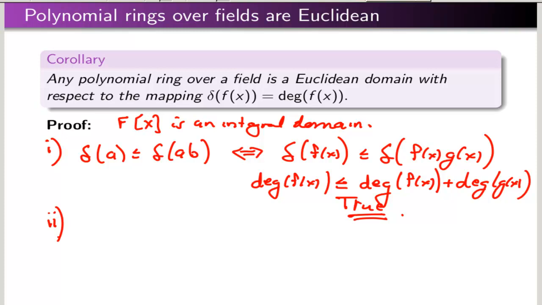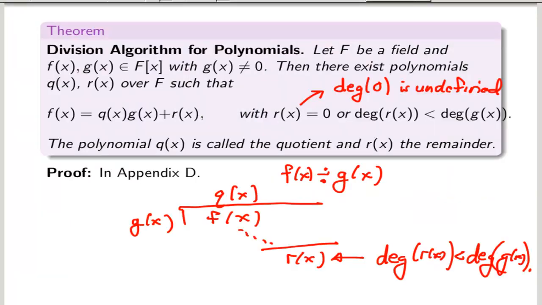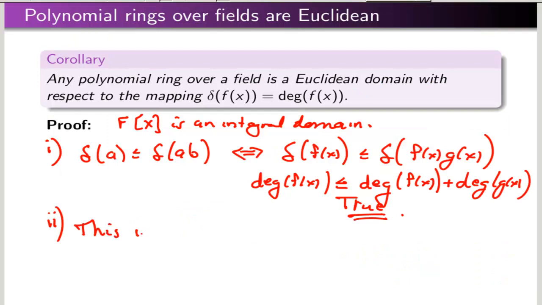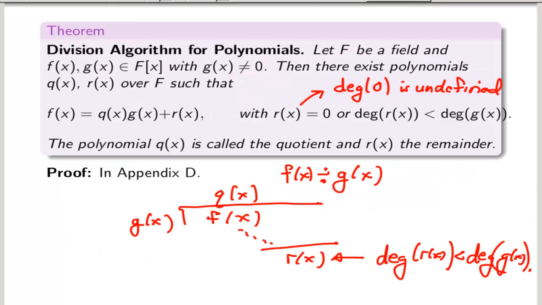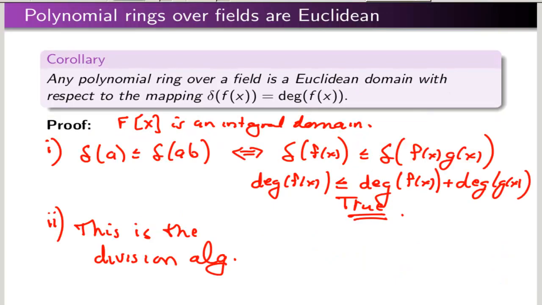The second property is just the division algorithm theorem that we've stated right here. So this is the division algorithm. All right, in the definition of a Euclidean domain, you have to have a quotient and remainder where the remainder is either 0 or delta of r is less than delta of g. And that's exactly what we have in this statement. Okay, so that's another standard example of a Euclidean domain.